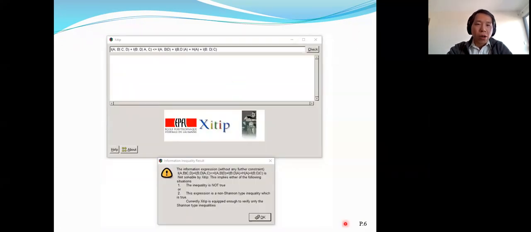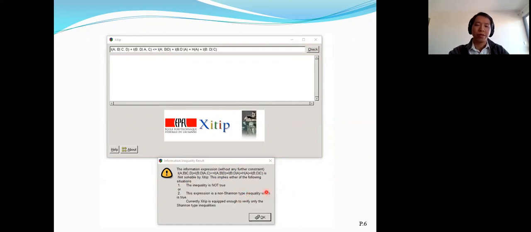Now, suppose we plug in this inequality into XITIP. After we click this one check, then we see this box here. It says that this inequality is not solvable by XITIP, and that the inequality may be true, may be not true, or it is a non-Shannon type inequality, and it can be true.